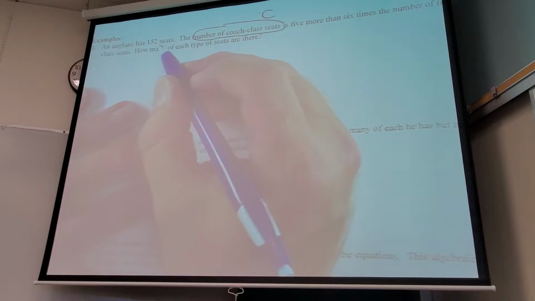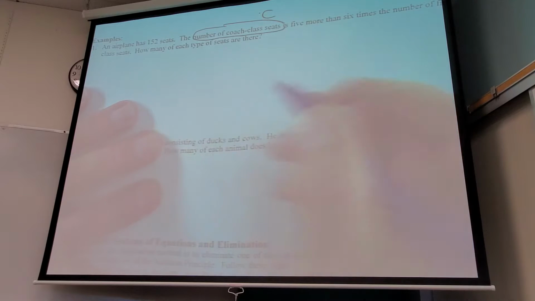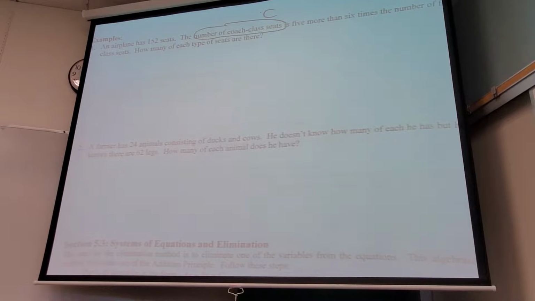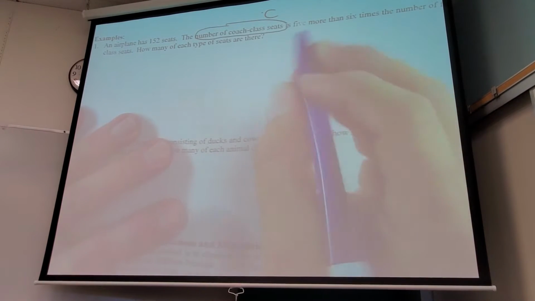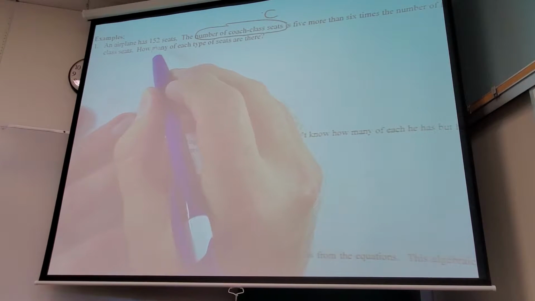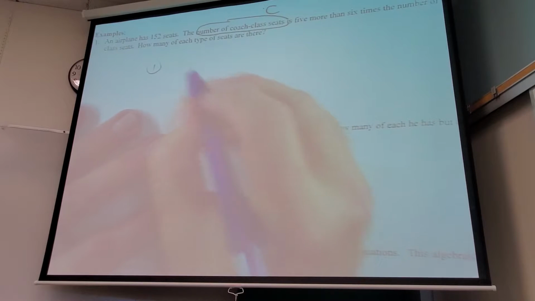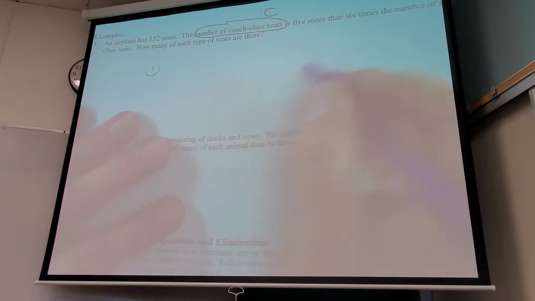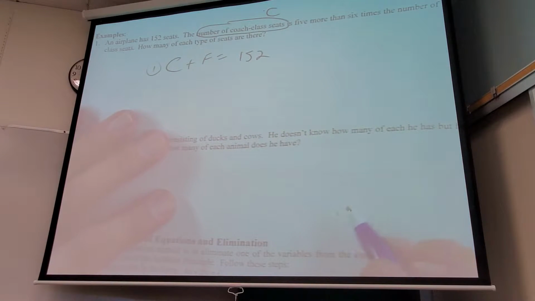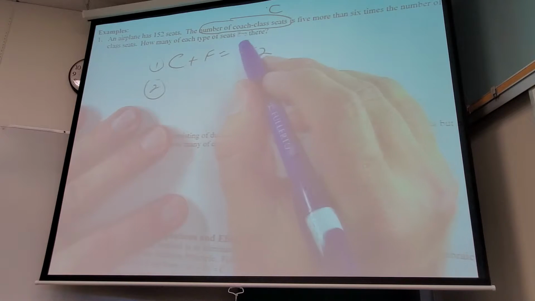So there's 152 total seats. There's almost always going to be an equation that's a total number for some of these. Isn't there a total equation? 152 total seats. So what does that equation look like? That's the easy equation. C plus F equals 152. And the second equation comes from this.